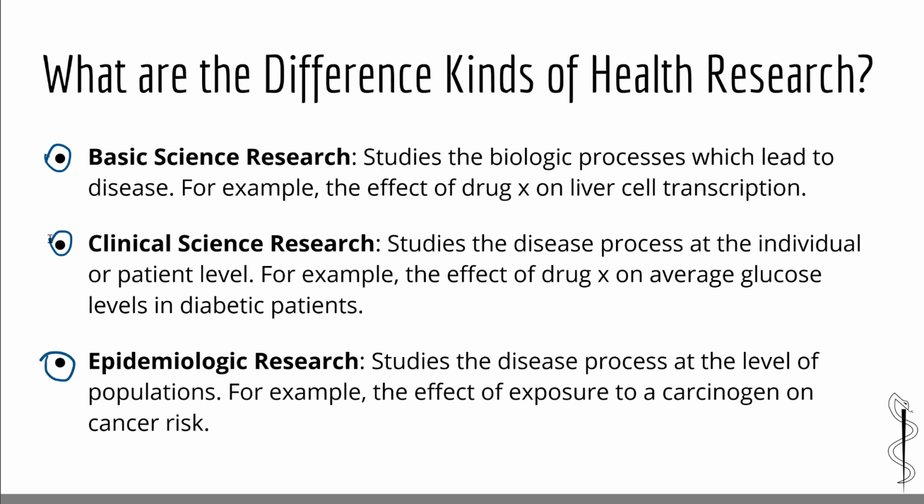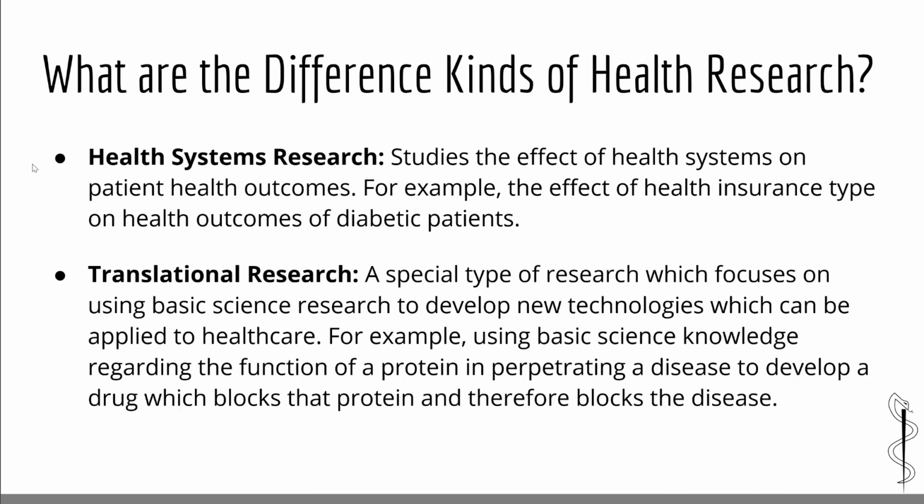Epidemiological research involves studying diseases or health processes at the population level. For example, a study which aims to understand the effect of exposure to a suspected carcinogen on cancer risk would fall under this category. Health systems research is any research which aims to study the effect of health systems on the health outcomes of people. For example, a study which aims to understand the effect of health insurance type on health outcomes in diabetic patients would fall under this category.